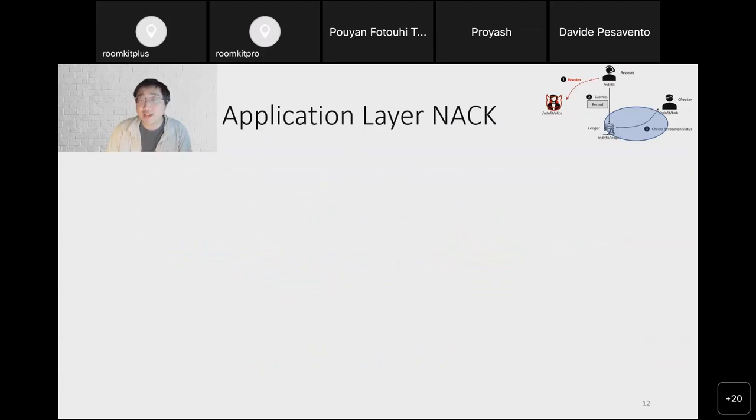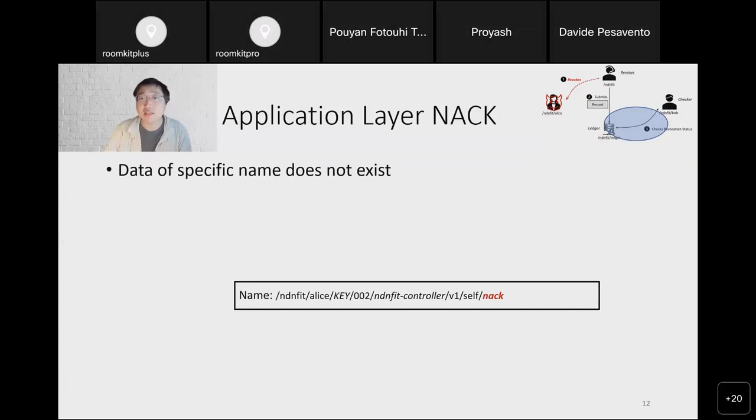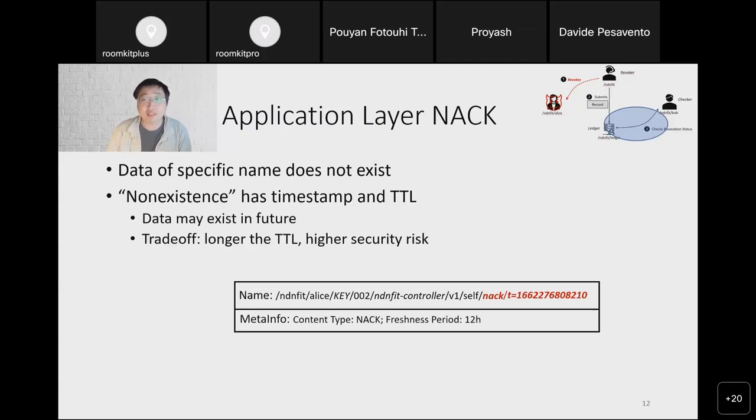Since we want to indicate the data of a specific name does not exist, we have to make the NAC data name directly related to the original data name requested. So we appended a keyword NAC after the original requested data name. Secondly, the non-existence indicator must have timestamps and lifetimes, because that data may exist in future. Also, the cache lifetime needs to be carefully considered, because the longer the TTL, the more you benefit from the cache, but also the higher the security risk. Finally, this data needs to be signed by the ledger instance.